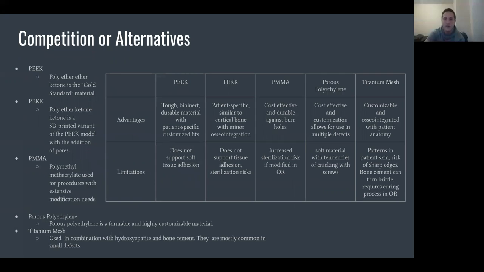Our competition is the 5 most commonly used materials. PEEK is the gold standard of the current materials. It is a tough and durable material similar to cortical bone, and it allows for patient-specific customization. However, it does not support soft tissue adhesion.